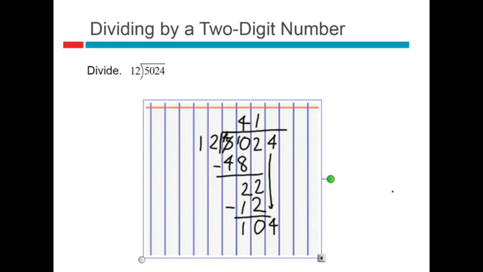So 12 times 8 is 96. 104, that's bigger than 96. 96 divided by 12 gives me that 8. So 8 times 12 is 96. And we have a remainder of 8. Now I know to stop there because 8 is smaller than 12. So in this case, I'm getting a quotient of 418 with a remainder of 8.